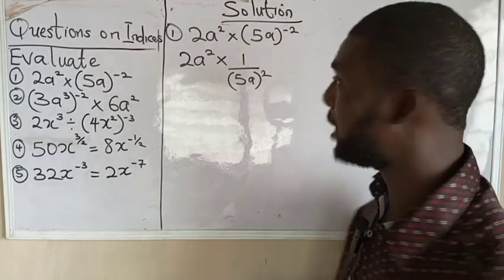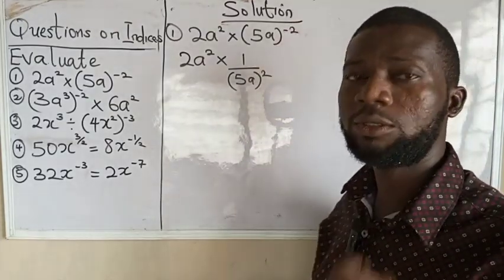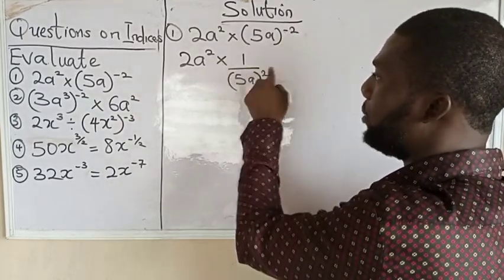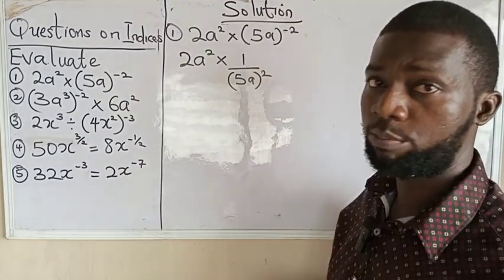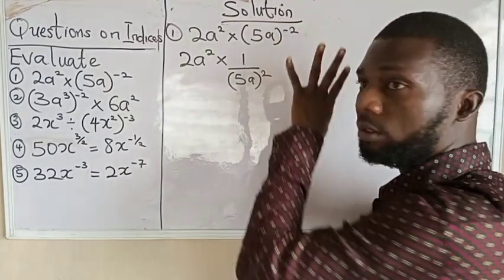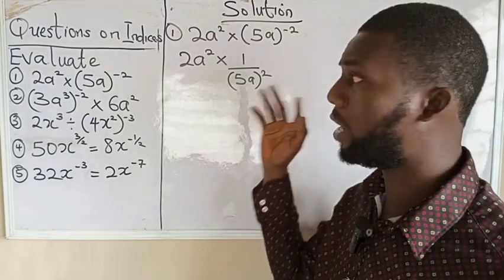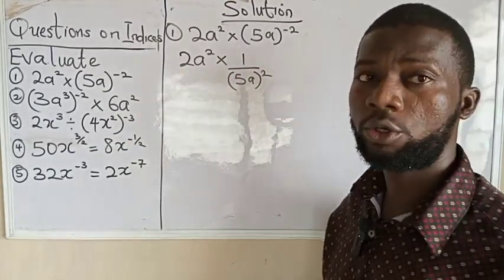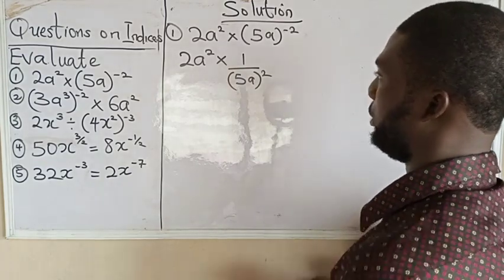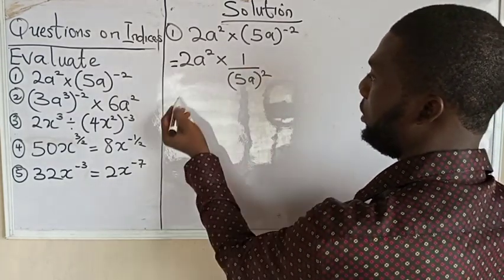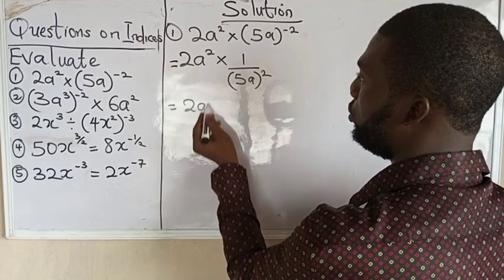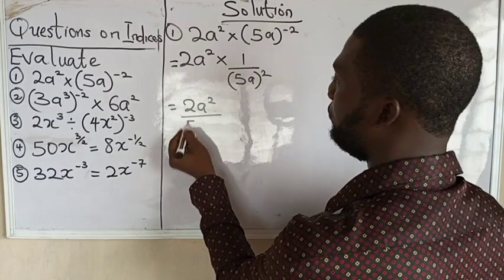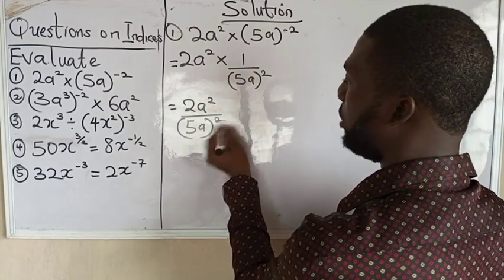And let's not forget that anywhere you see a negative power, what should come to your mind is 1 over, and the power becomes a positive power. I've explained all this in my second video relating to laws of indices. So let's proceed. Then from here I can say this is equal to (2a)^2 times 1, that is (2a)^2 divided by (5a)^2.